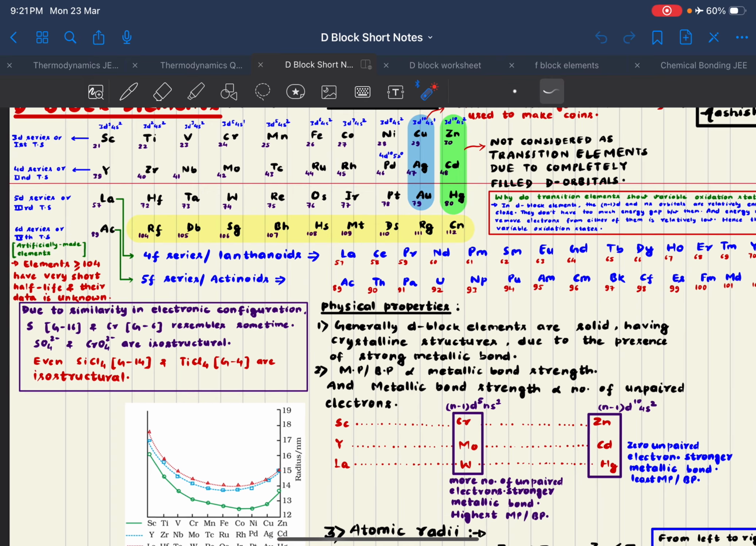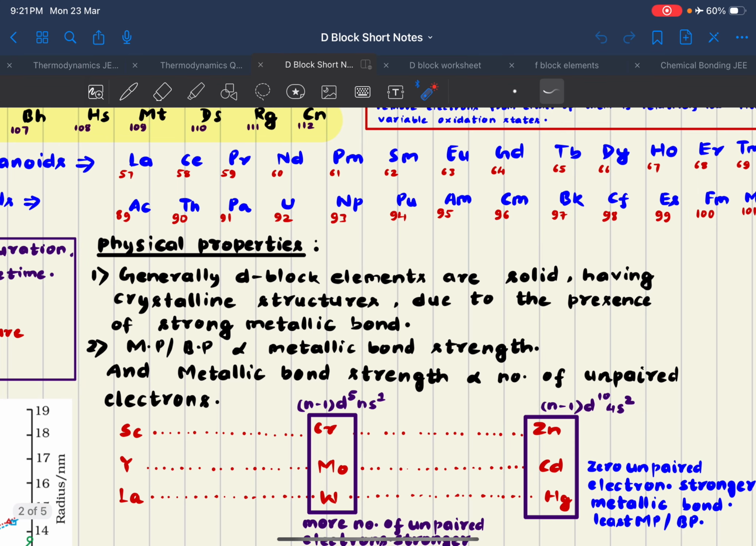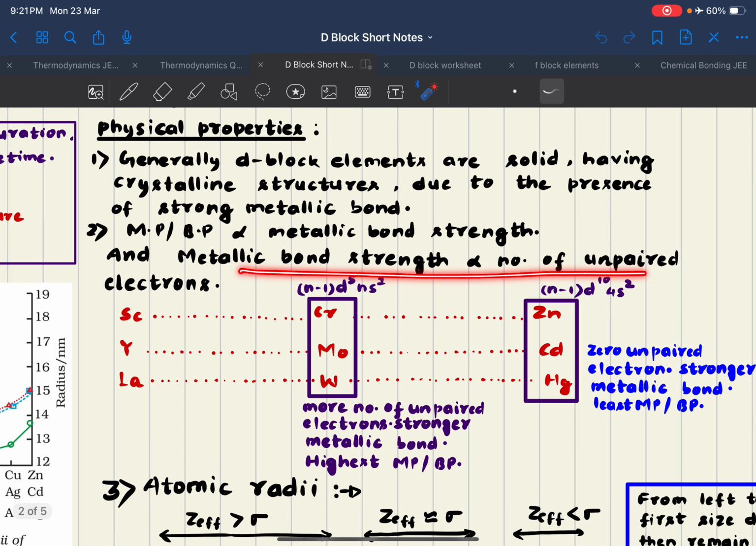Coming to the next important thing, we will discuss the physical properties first of all. If you look at the physical properties, d block elements are solid having crystalline structures due to the presence of strong metallic bonds. Yes, the d block elements are very metallic in nature. If you look at iron, cobalt, nickel and all, their melting point and boiling point depend on the metallic bond strength, and metallic bond strength depends on the number of unpaired electrons. The higher the number of unpaired electrons, the higher the metallic bond. The higher the metallic bond, the higher the melting and boiling point.